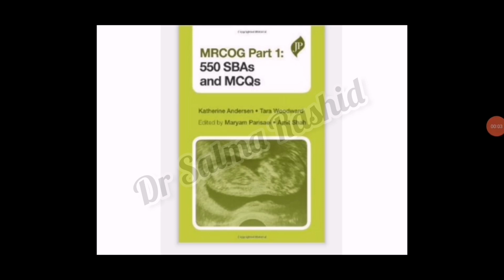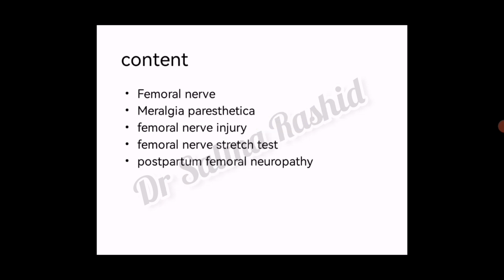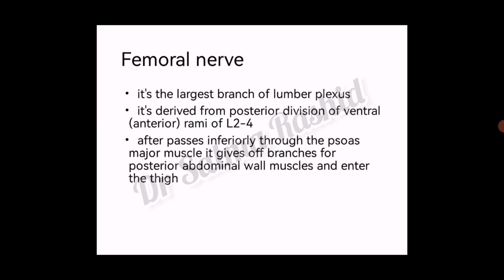Hello friends, today I am going to discuss option number 3 and 4 of question number 6 of Katherine Anderson MRCOG Part 1. Option number 3 and 4 are related to femoral nerve. So the content of this video is femoral nerve, meralgia paresthetica, femoral nerve injury, femoral nerve stretch test, postpartum femoral neuropathy. We will solve this at the end of the video.